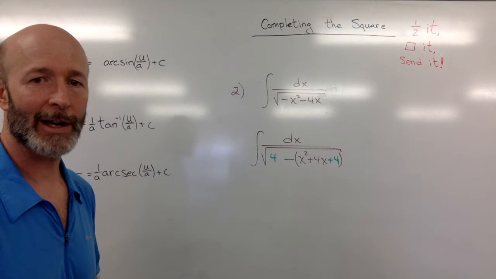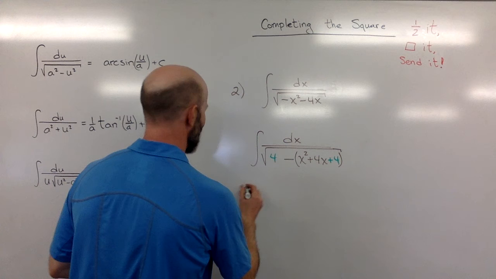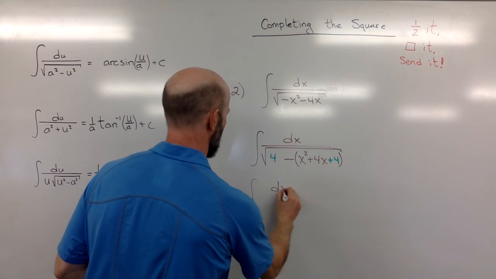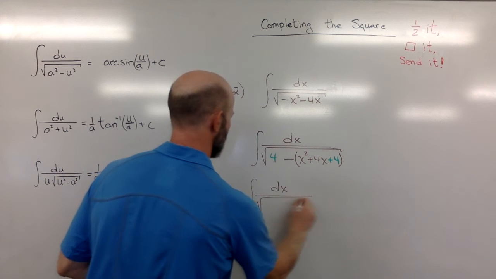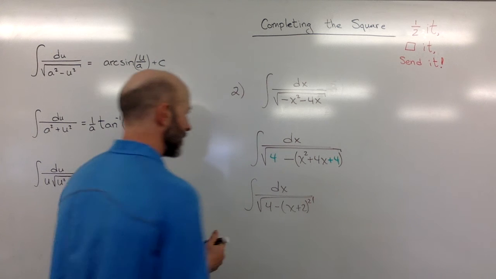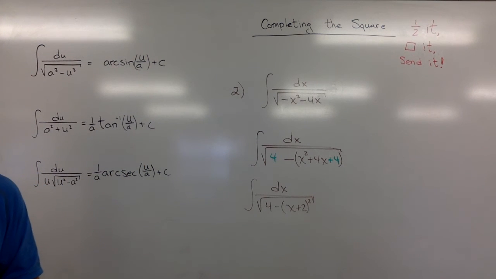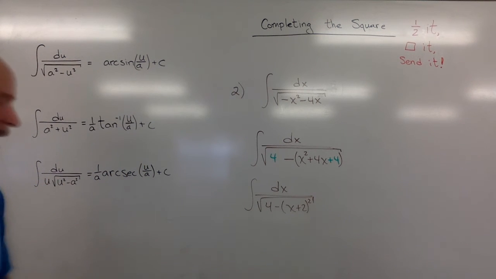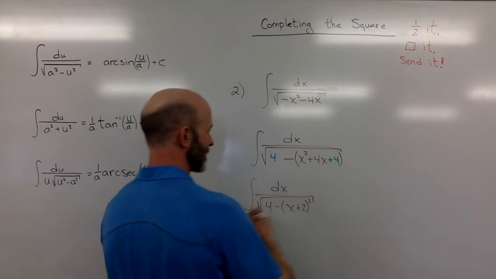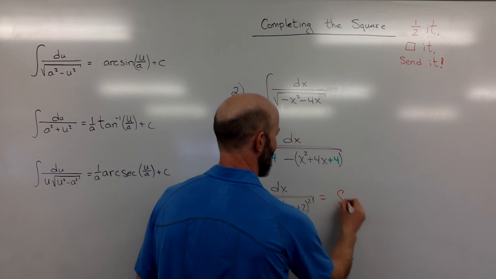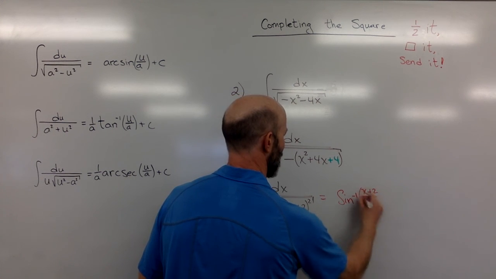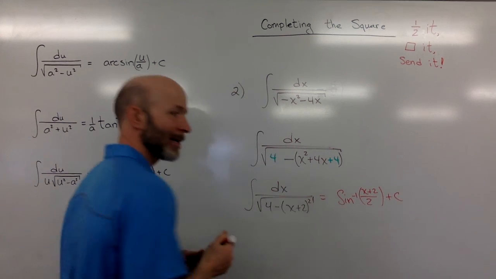So from here on out, it gets a lot easier. Rewrite this equation, maybe back with this marker. You keeping track of this at home? Do you get it? Do you see it? It looks like an arc sine function. A is going to be equal to 2. U is going to be equal to x plus 2. And now we have arc sine of u over a plus c.